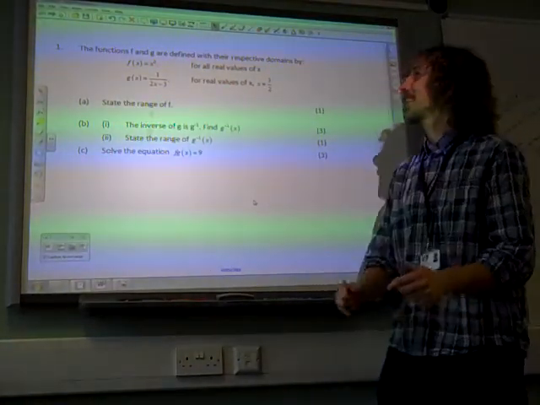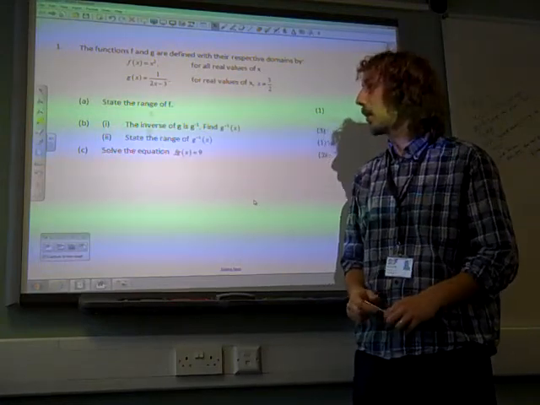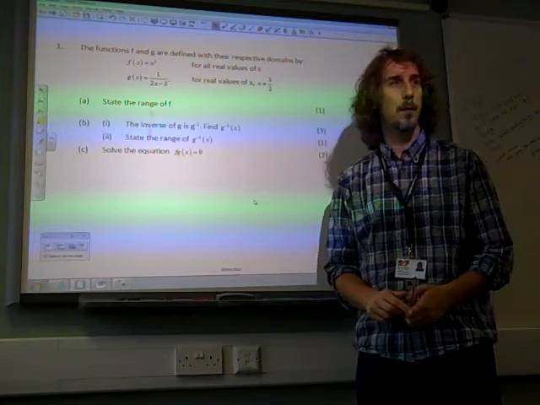Right, the functions f and g are defined by f of x is x squared, g of x is 1 over 2x minus 3. State the range of f.